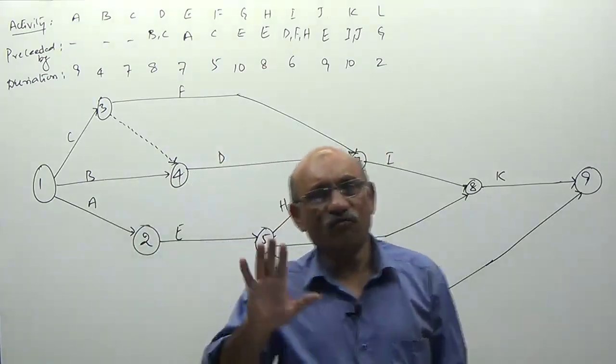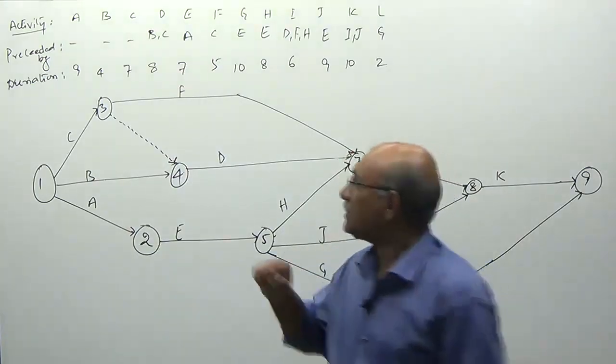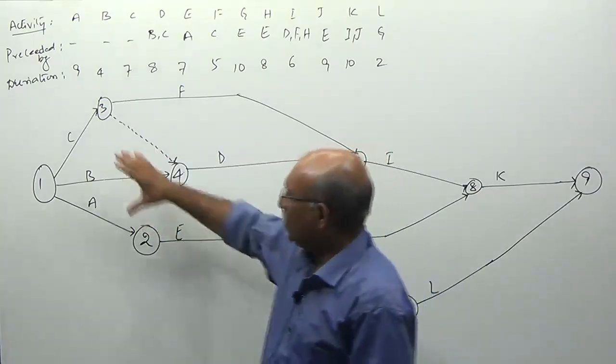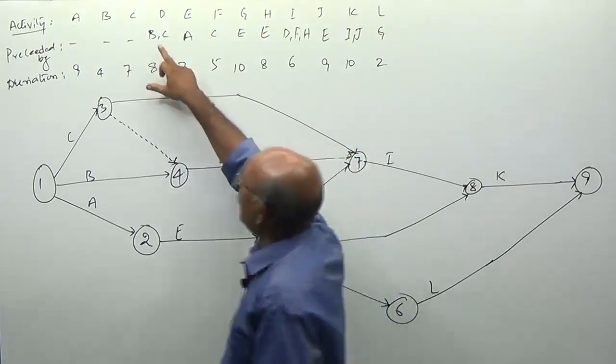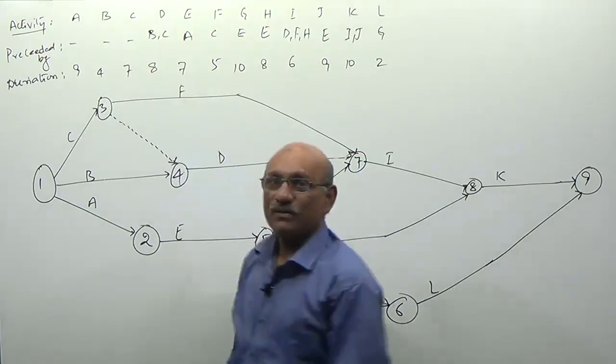Okay, generalization. One has to start a network with independent activities. A, B, C are the 3 independent activities. So with these 3 activities, I started the network. Next, for activity D, first I have to join B and C at one place.